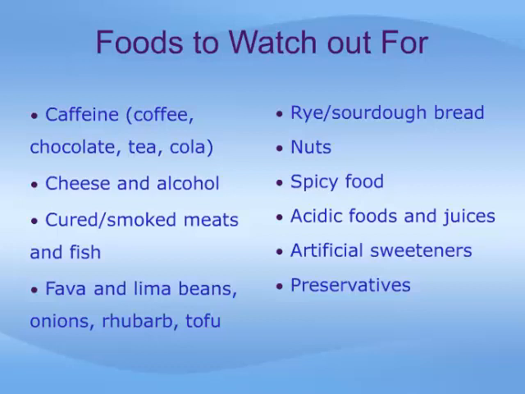Foods to watch out for include foods and drinks that contain caffeine, such as chocolate, coffee, tea, and colas, fermented substances, including cheeses and alcohol, aged, canned, cured, processed, and smoked meats and fish that contain nitrates or nitrites, fava beans, lima beans, onions, rhubarb, and tofu, rye and sourdough breads, most nuts except for almonds, cashews, and pine nuts, spicy foods, acidic foods and juices such as oranges, tomatoes, and cranberry juice, some artificial sweeteners such as aspartame and saccharin, and preservatives such as MSG.